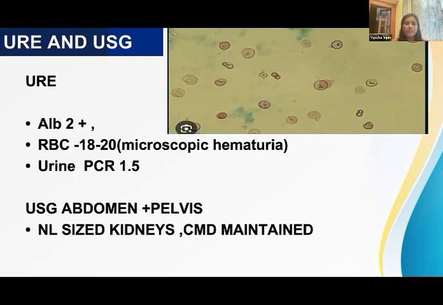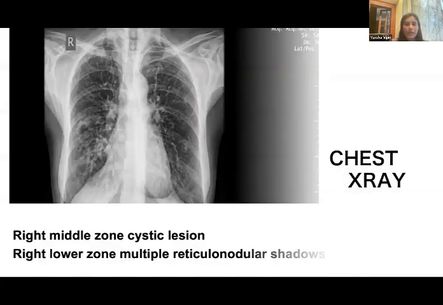Urine examination was done, which showed albuminuria in the subnephrotic range, where urine PCR was 1.5. There was microscopic hematuria of around 18 to 20 per field. The ultrasound showed normal size kidneys with maintained CMD. And when an X-ray was taken, it showed a cystic lesion in the right middle zone and multiple reticulonodular shadows in the middle as well as in the lower zone.